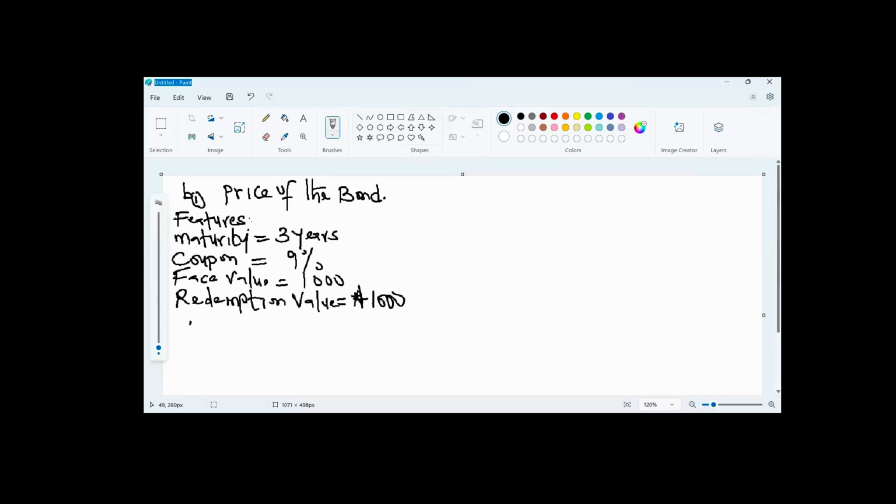Next is to compute the expected future cash flows. You start with the annual interest: 9% of the face value. In this case, the face value is given to us to be 1,000. This is equal to 90 naira in year 1.